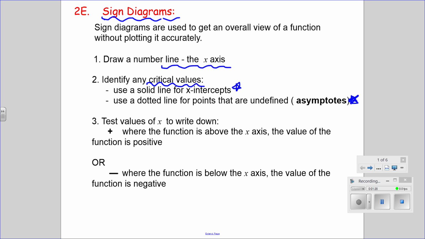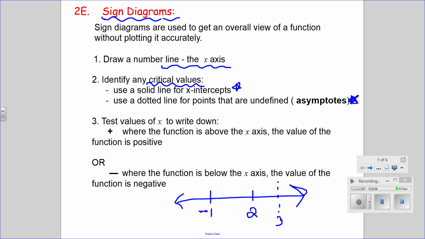And then third, once you have your x-intercepts and your asymptotes marked on your number line, we're going to use some test values in the intervals. So remember, we were using a number line just a few days ago when we were trying to figure out solutions for quadratic inequalities. So let's say we have an x-intercept at -1, and then another x-intercept at 2, and then let's say we might have an asymptote at 3.